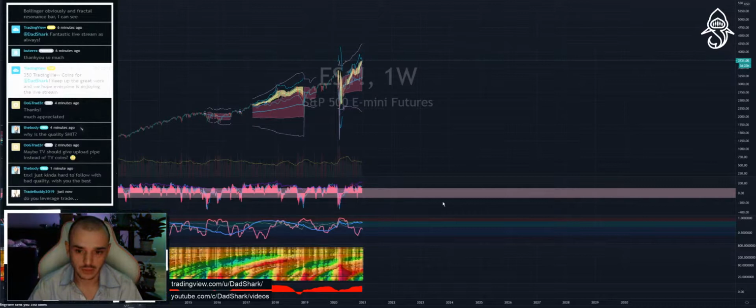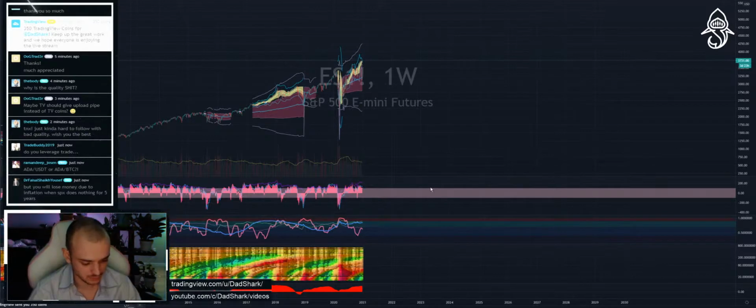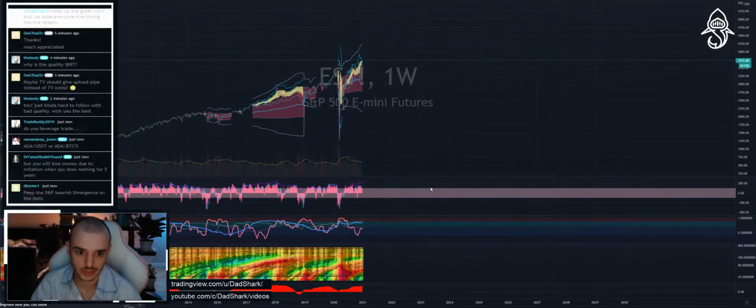Do you leverage trade? I mean, futures are inherently leveraged, right? You buy a futures contract and it's worth one of itself. Like, it's the exact value. But you lose money due to inflation when SPX does nothing for 5 years. Sure. What's your alternative, though, in a bear market? I mean, dated long puts maybe, but you need to be really, really knowledgeable about that.